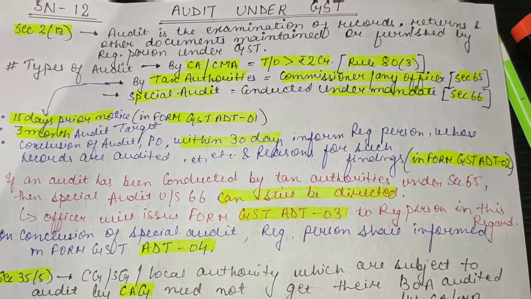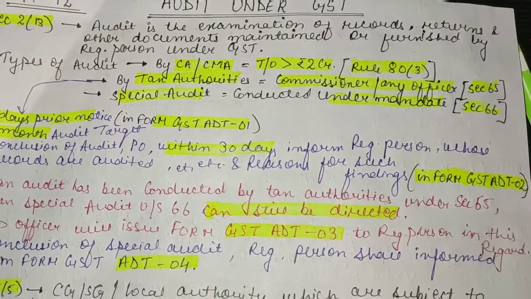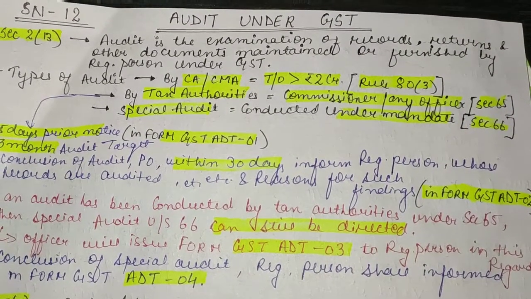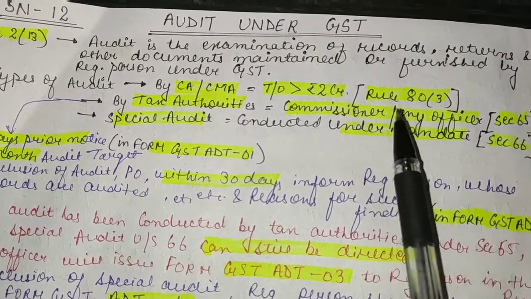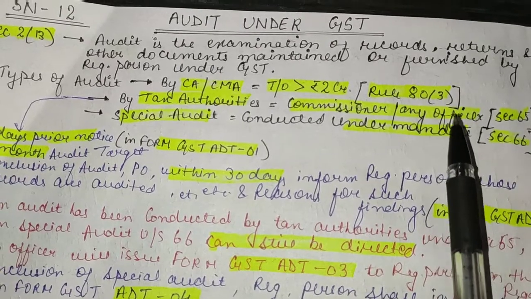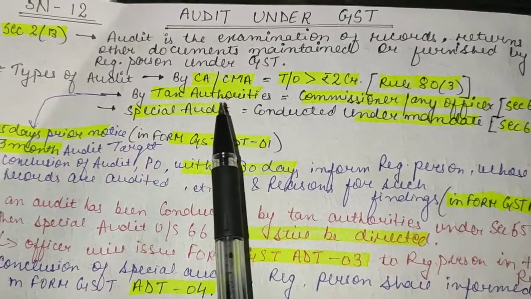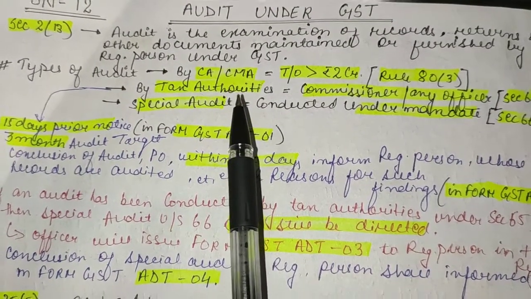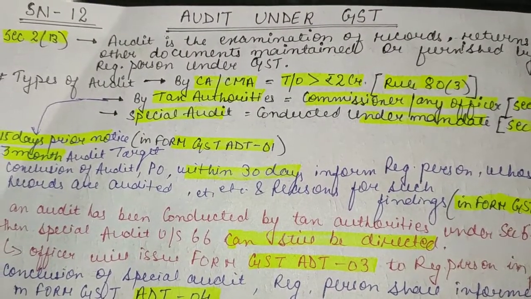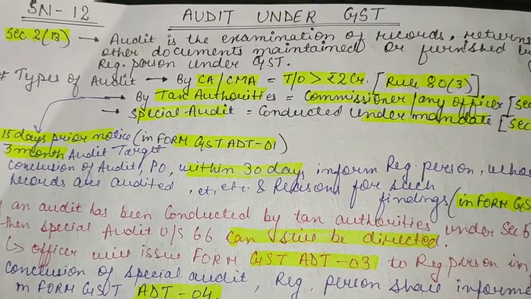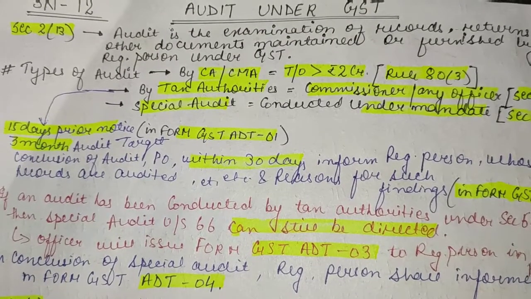Now, types of audit. So basically there are 3 types of audit. First type is by a CA or a CMA, in which if the turnover of the particular organization exceeds rupees 2 crore, then in rule number 80 sub rule 3 it is written that audit is to be done by a CA or a CMA, and this CA or CMA is to be of independent nature, which means these are to be nominated by the commissioner, and these CA and CMA should not be the employee of the said organization or company.